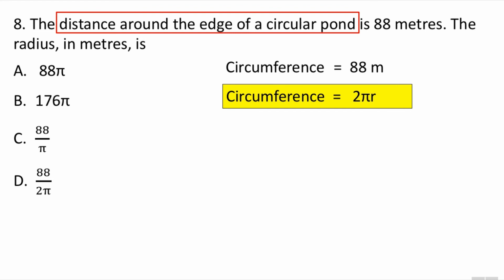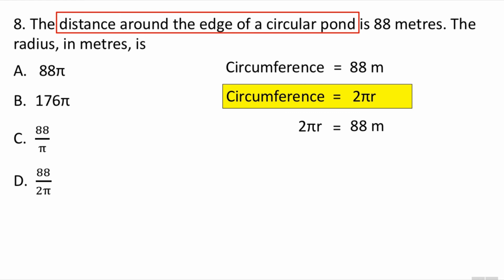So I'm going to write them equal to each other. So 2 pi r, we know it's equal to 88 meters. And I want to work out my radius, which therefore means, guys, I need just the r by itself. So this 2 pi, I need to get rid of it. The only way I can get rid of it is to do the opposite operation or the inverse operation.